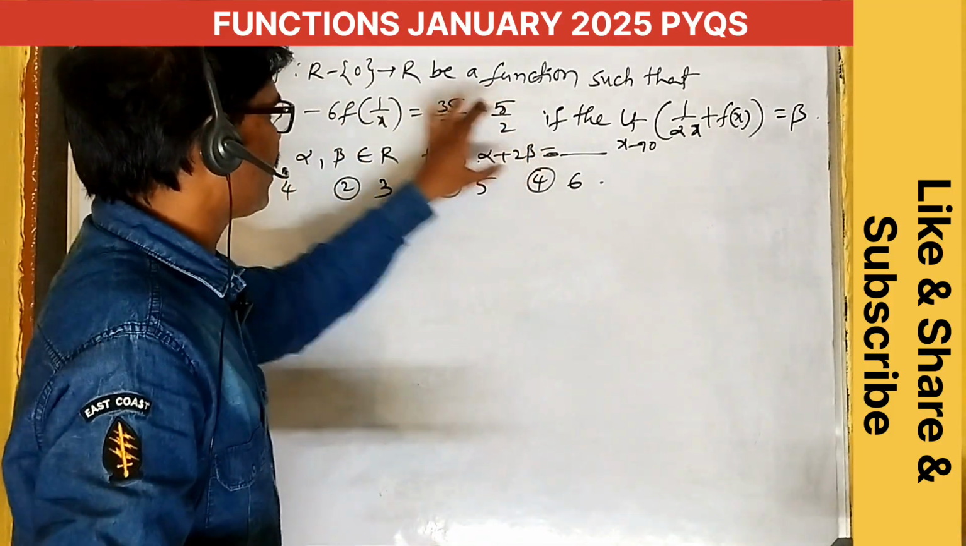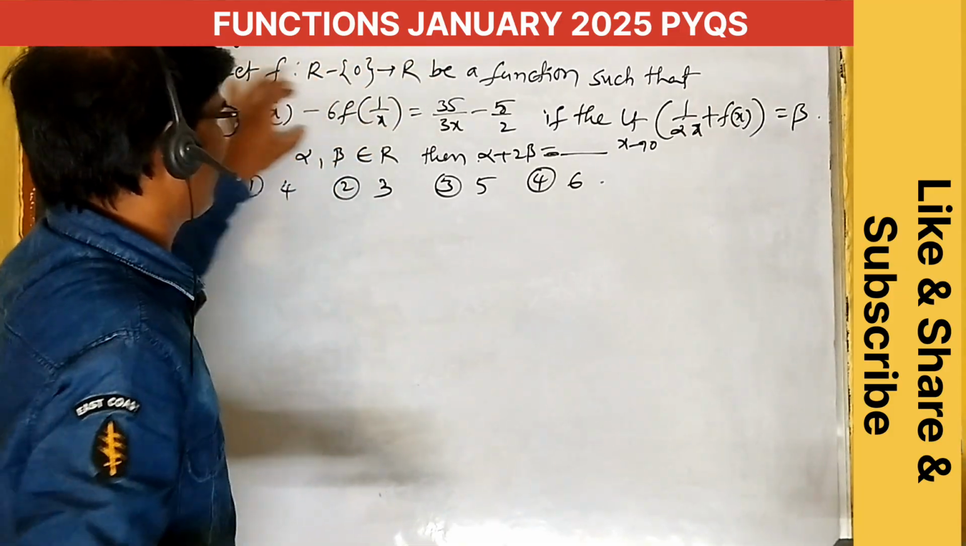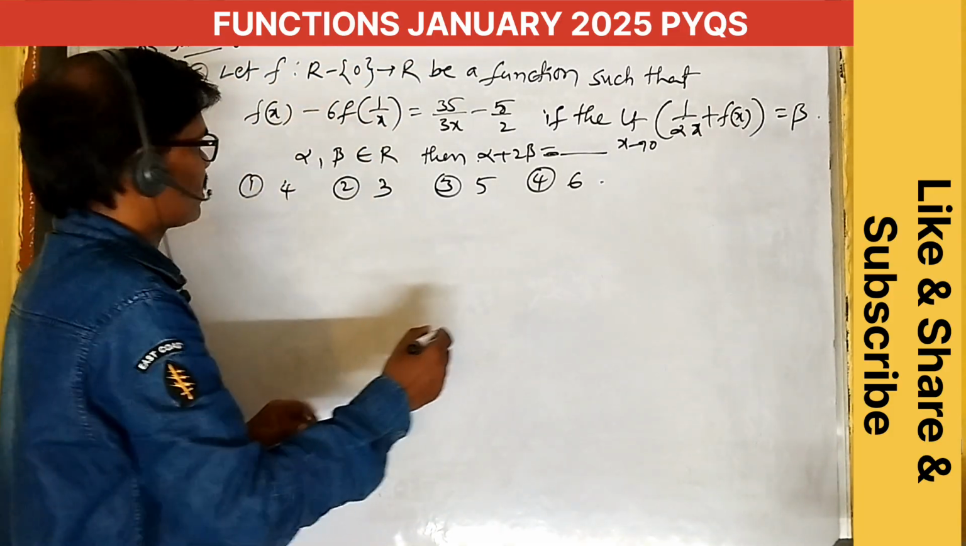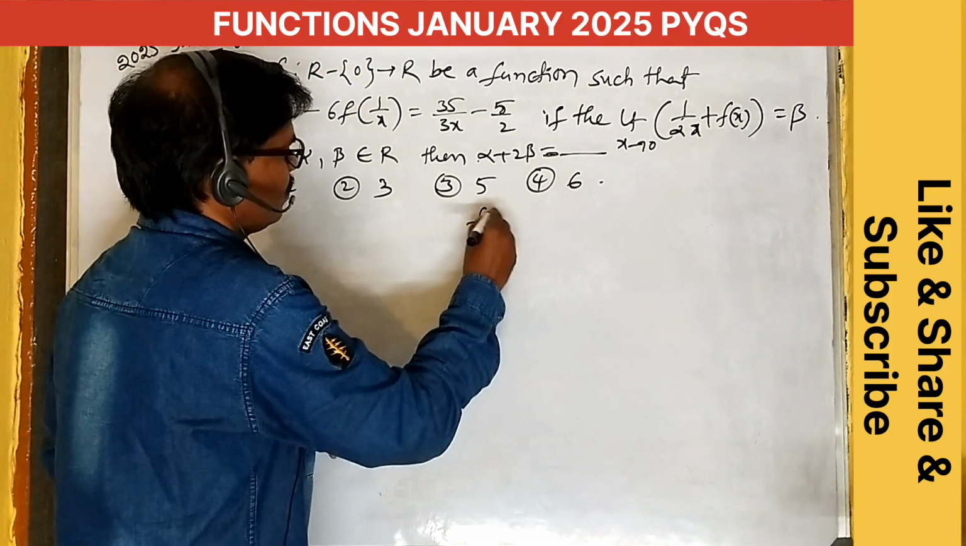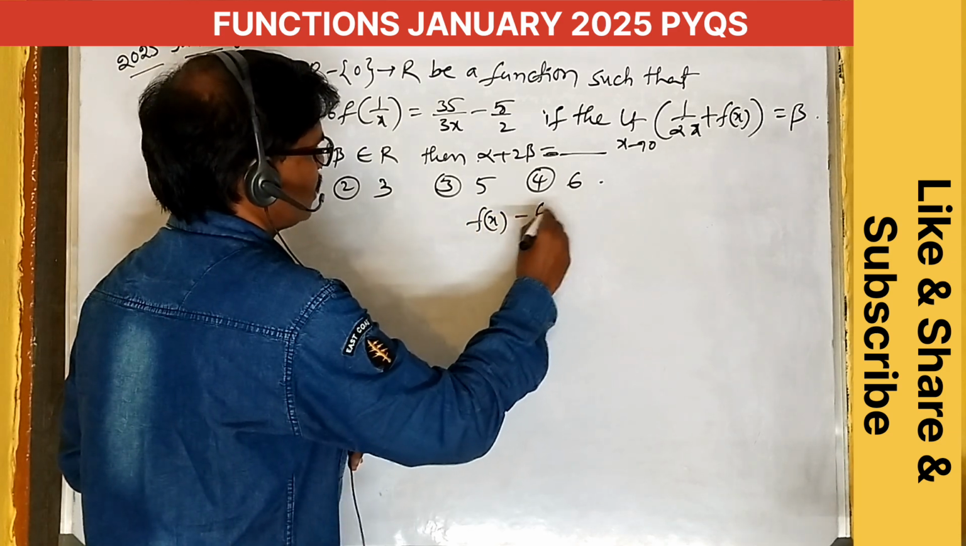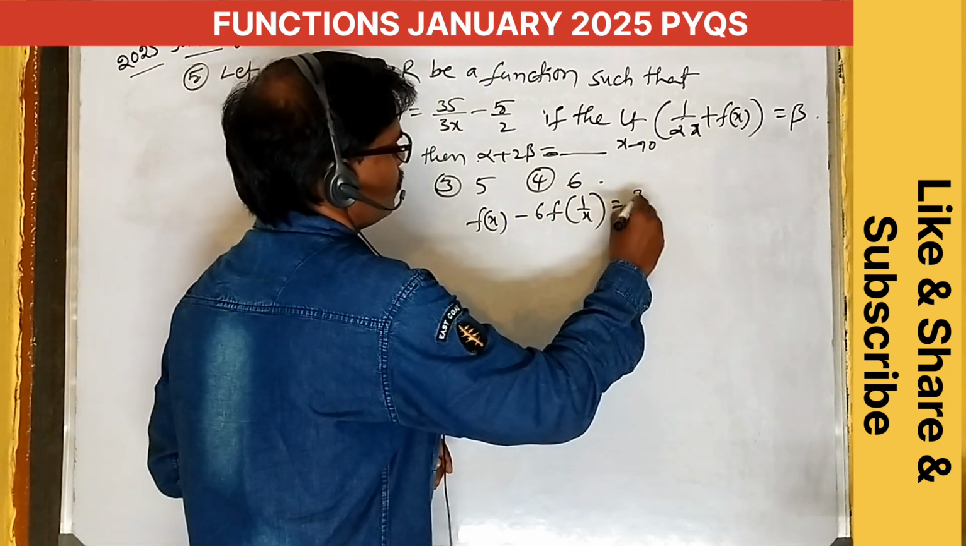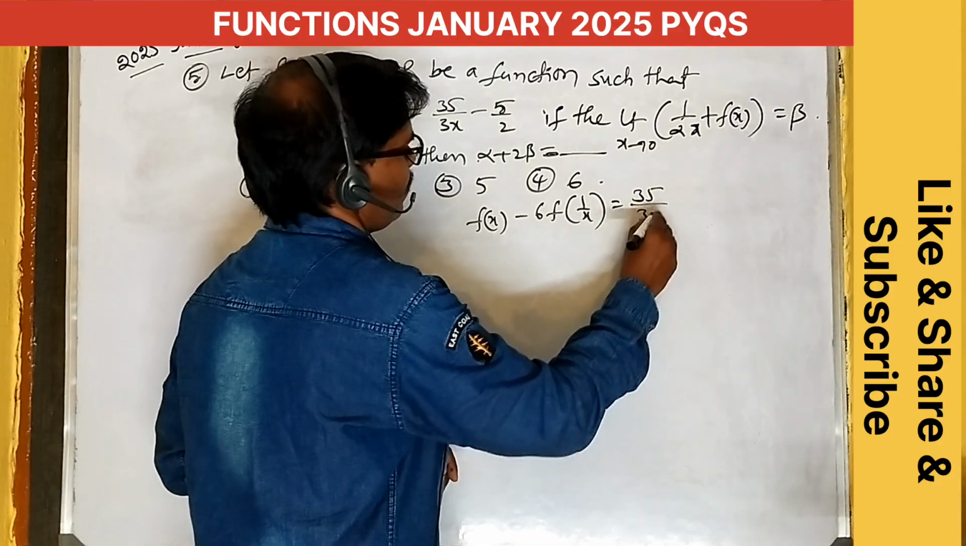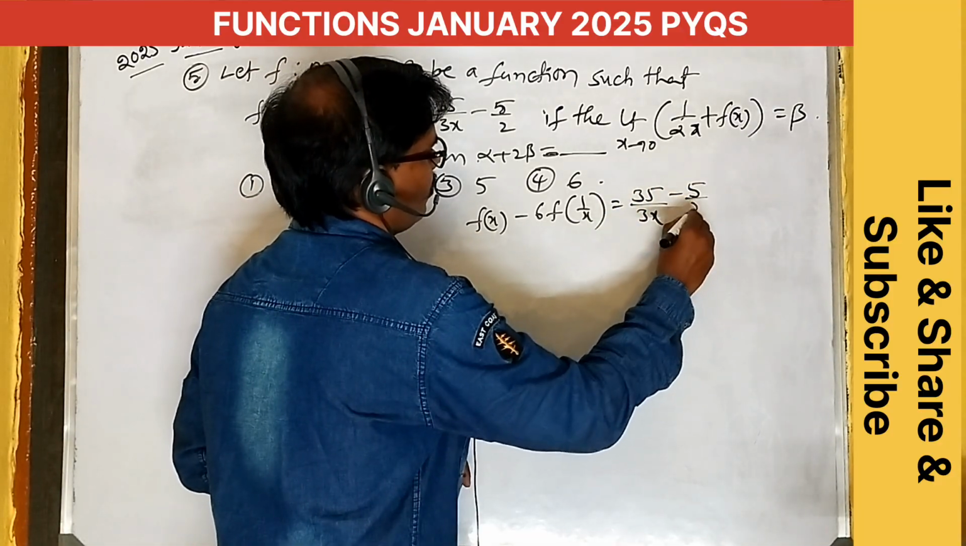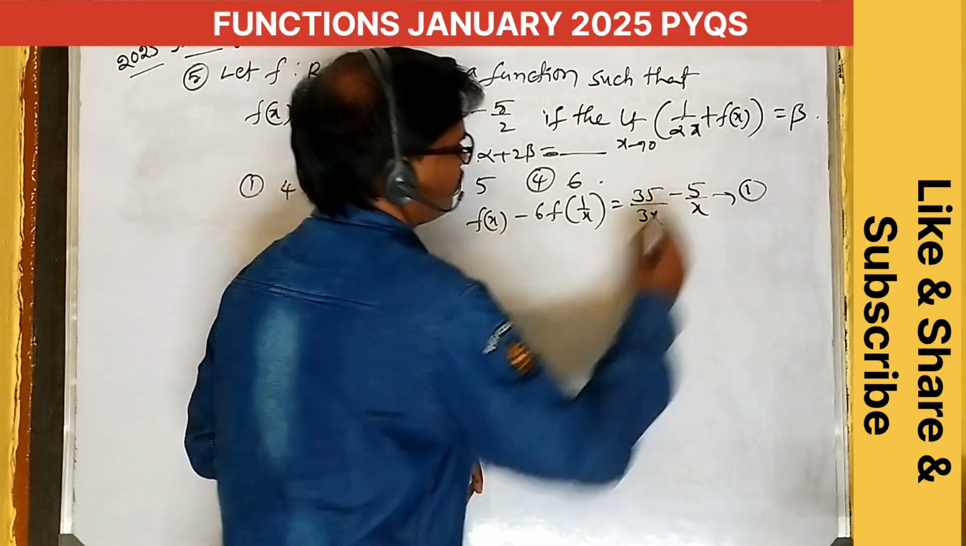Okay, what is the given function? This is the function. This is a functional equations problem. This one is called a functional equation problem. f of x minus 6 into f of 1 by x equals 35 by 3x minus 5 by x. This is equation 1.